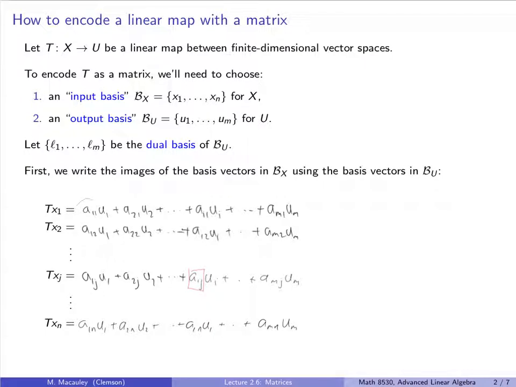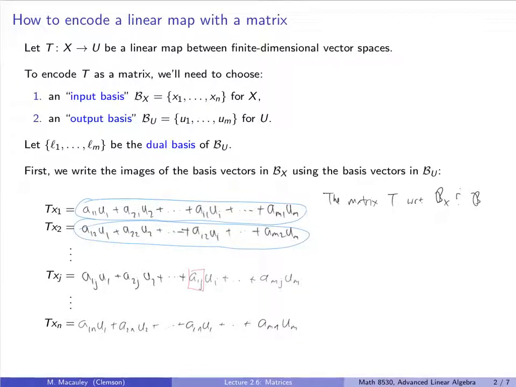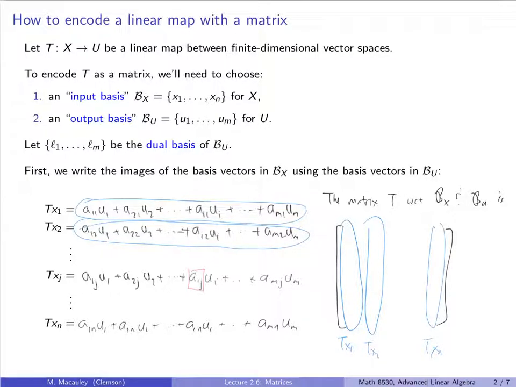And the matrix that we're going to form, so we get this n by m grid of numbers, that's going to be the matrix. So these rows here are going to actually be the columns of the matrix. So let's write it like this. The matrix of T with respect to BX and BU is, how about if I just do this, so I don't need to rewrite these numbers. So this is going to be T x1, this is going to be T x2, and this is going to be all the way up to T xn.